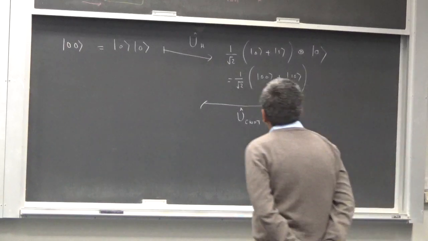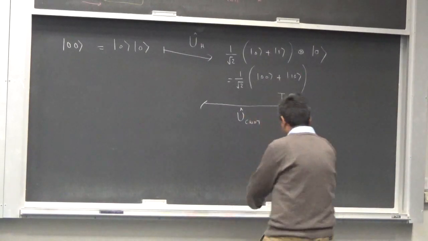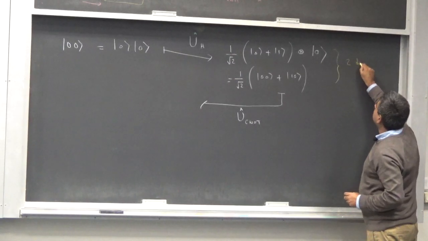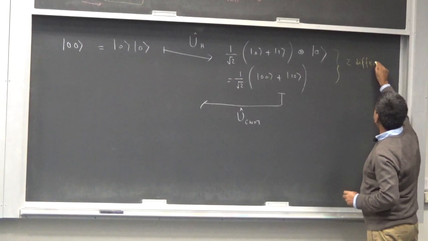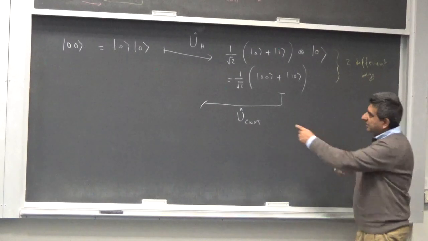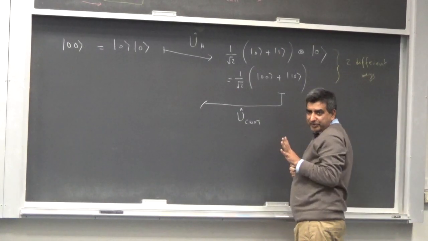0, 0 and 1, 1. By the way, these are two different ways of writing the same state, right? Physically, it's just one state. I have an equality here. Physically, it's the same state.